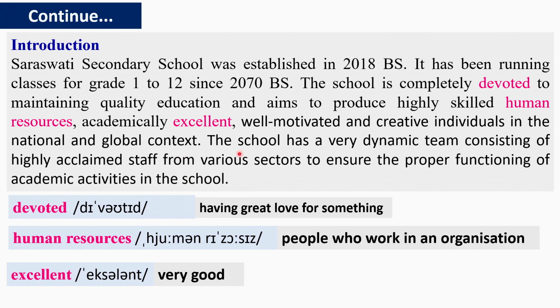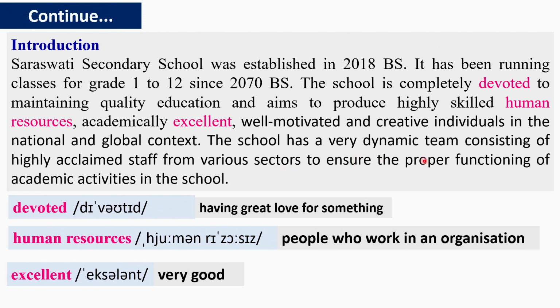Look at the next sentence. This sentence talks about the staff. Here staff means, in a school there can be two types of staff, teachers as well as non-teaching staff. For example, there can be your lab assistant, then there can be an accountant, there can be other staff also. So, they will be very dynamic, means they will do different activities, do different things. Similarly, there are highly acclaimed staff from various sectors, not only one sector. I already told you, maybe computer, maybe science lab, or maybe from other, singing, dancing or sports, like that.